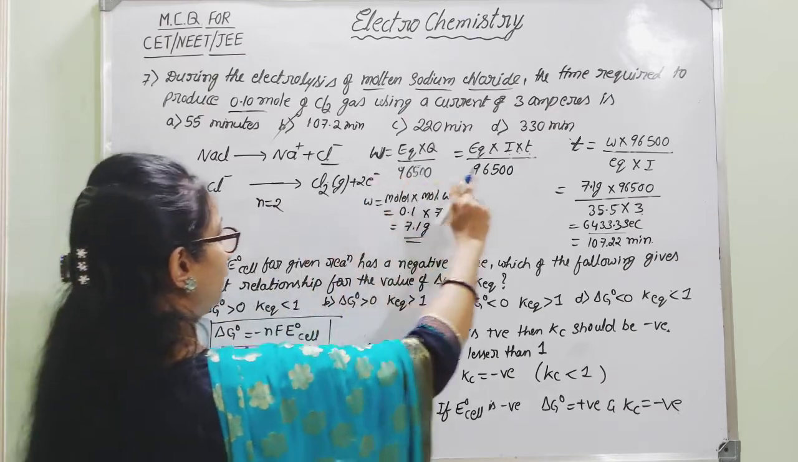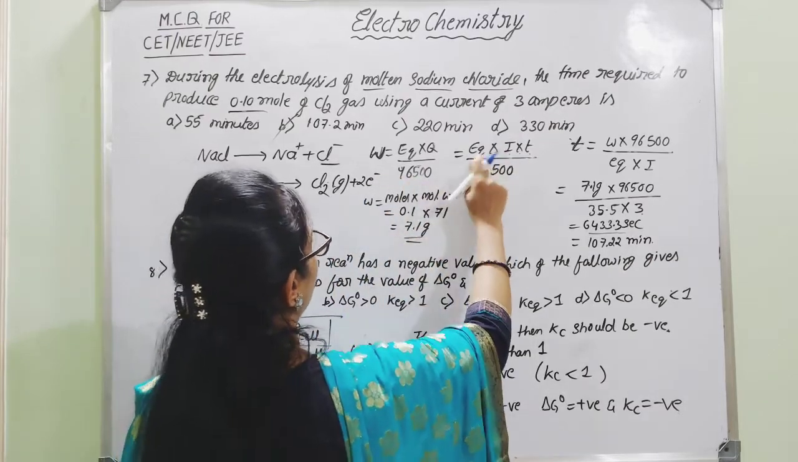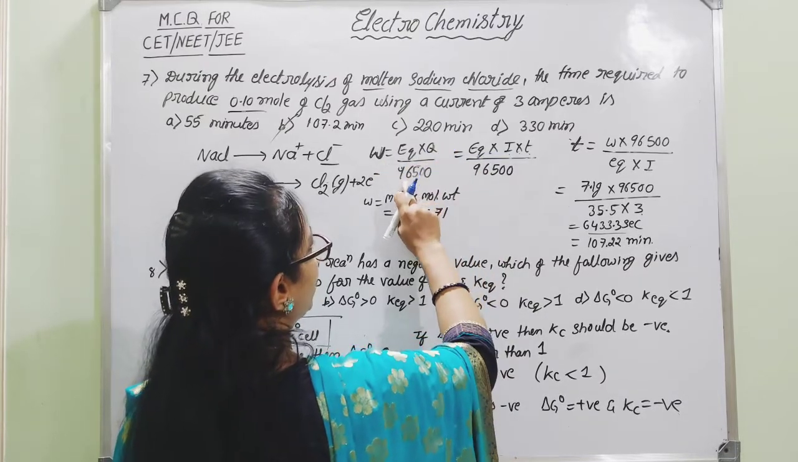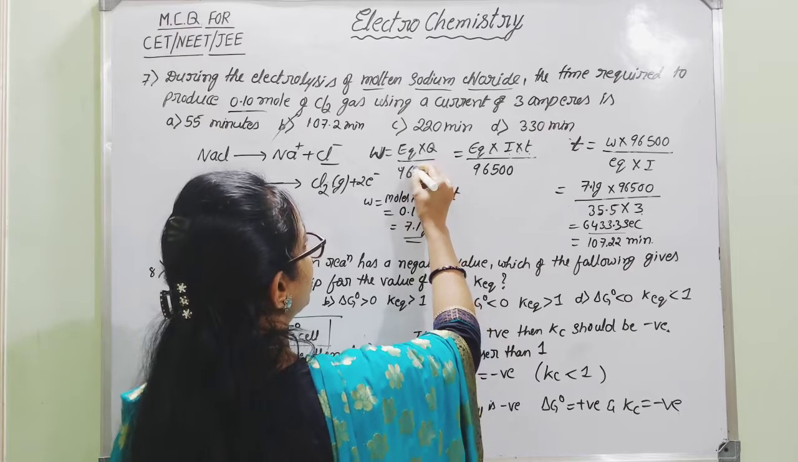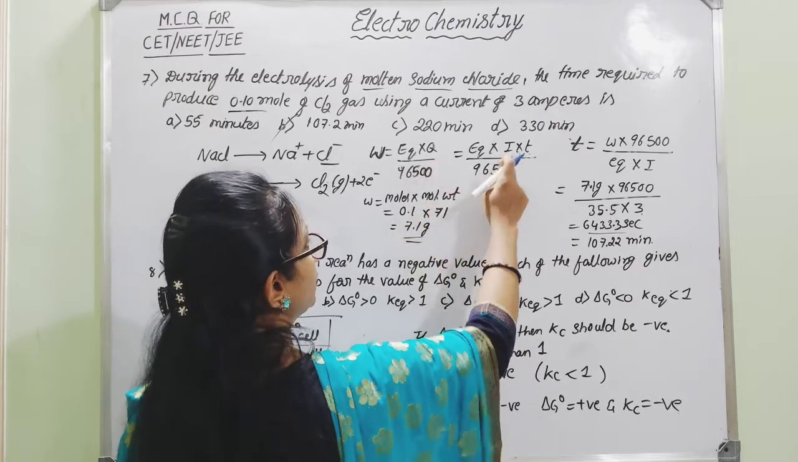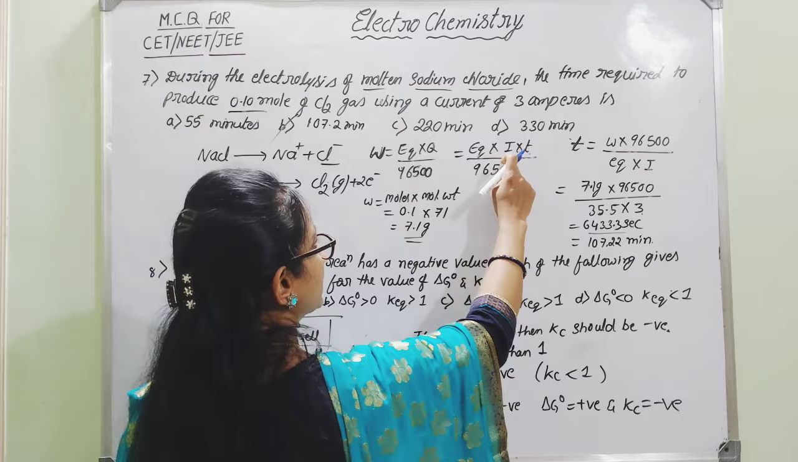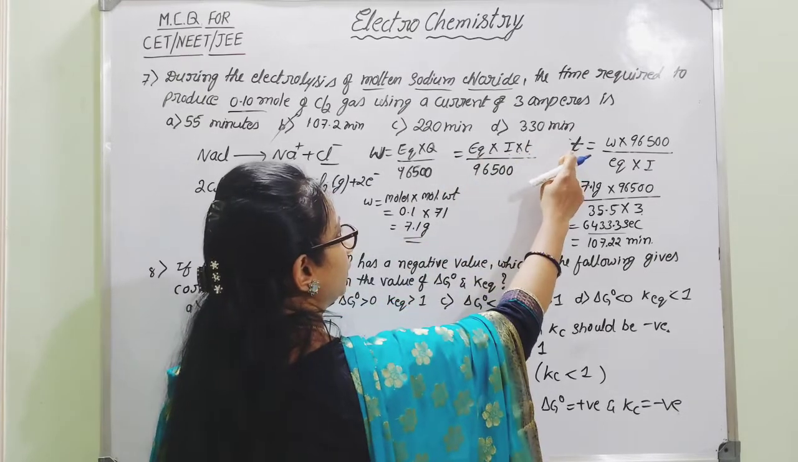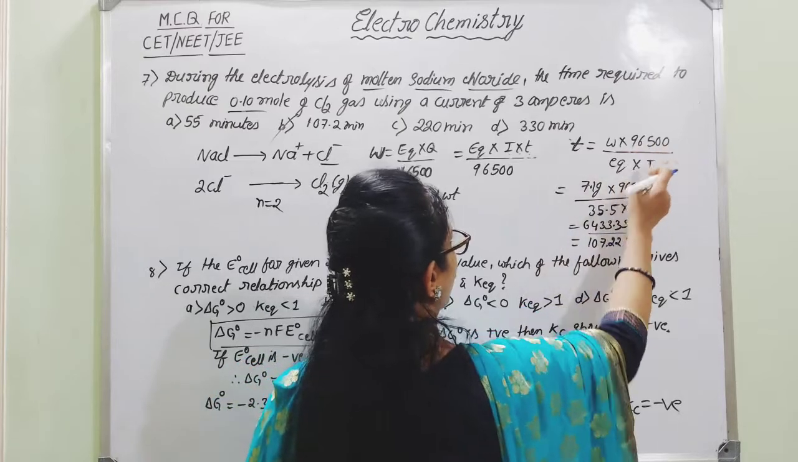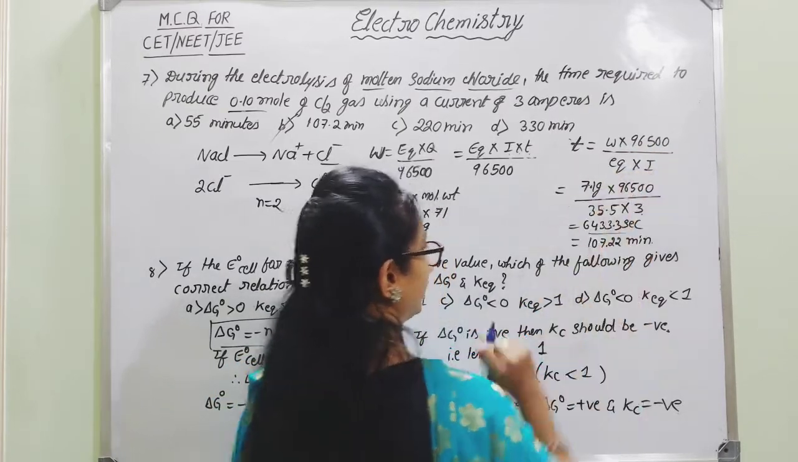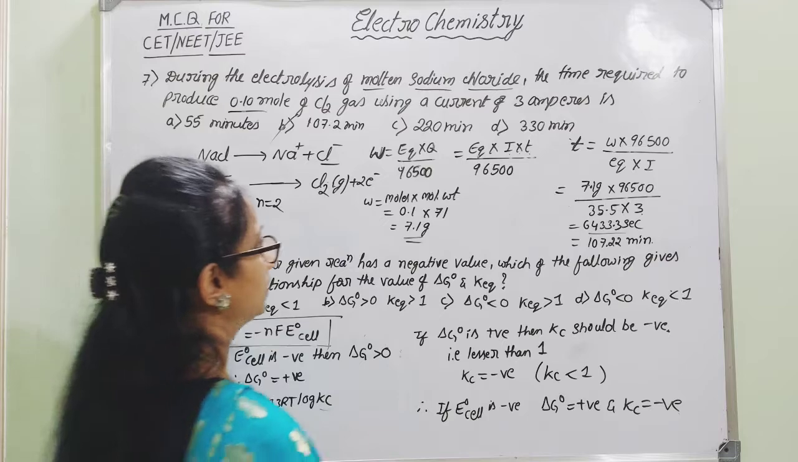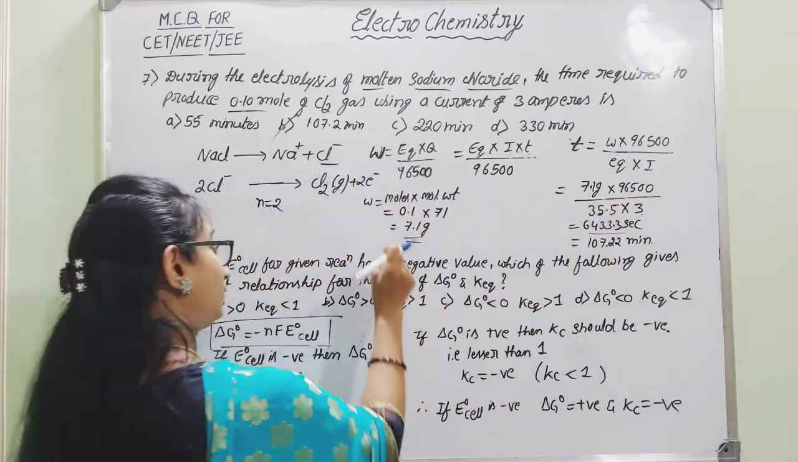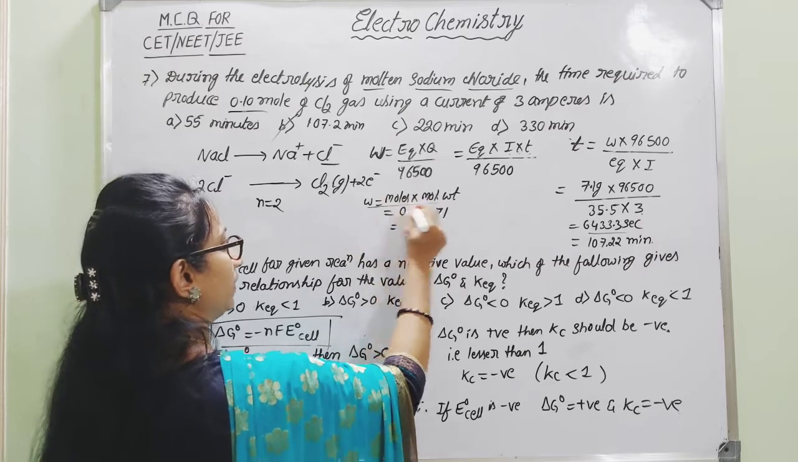Now, if you substitute that value, W is equal to EQ into Q divided by 96,500. Here we can write Q expanded as I into T. But we want the T value. So T is equal to W into 96,500 divided by EQ into I. Substitute all those values. How will you get this W value? That is simply by substituting this formula.